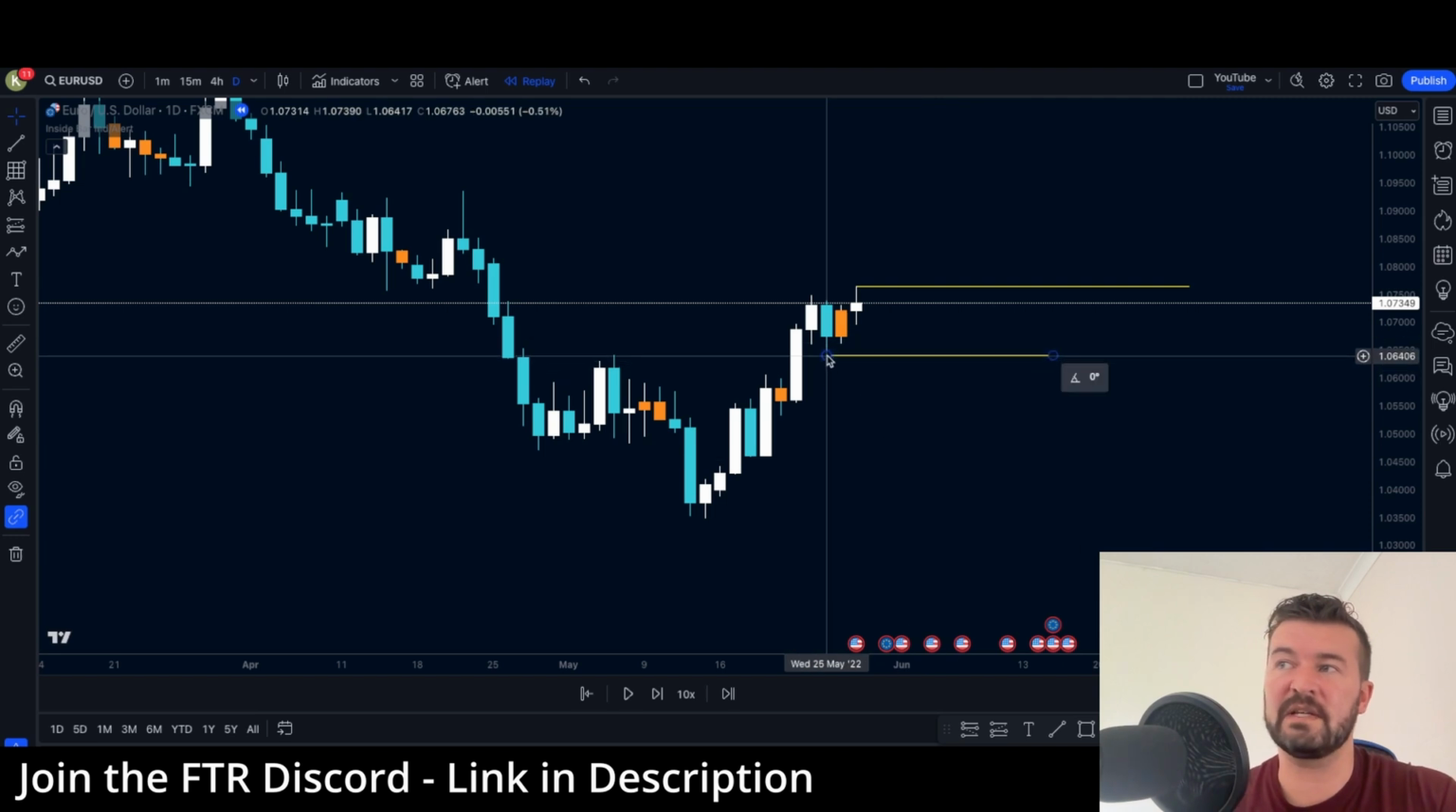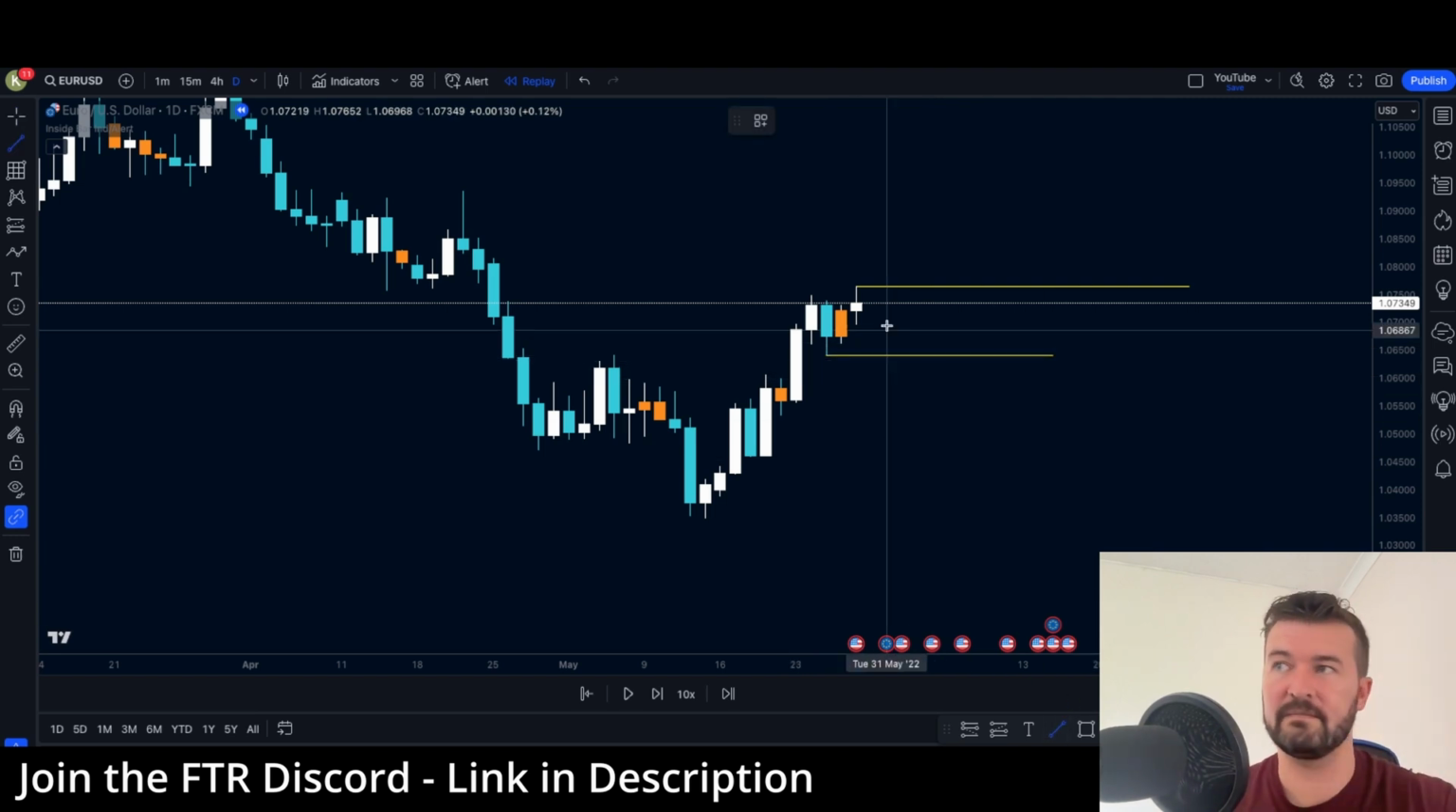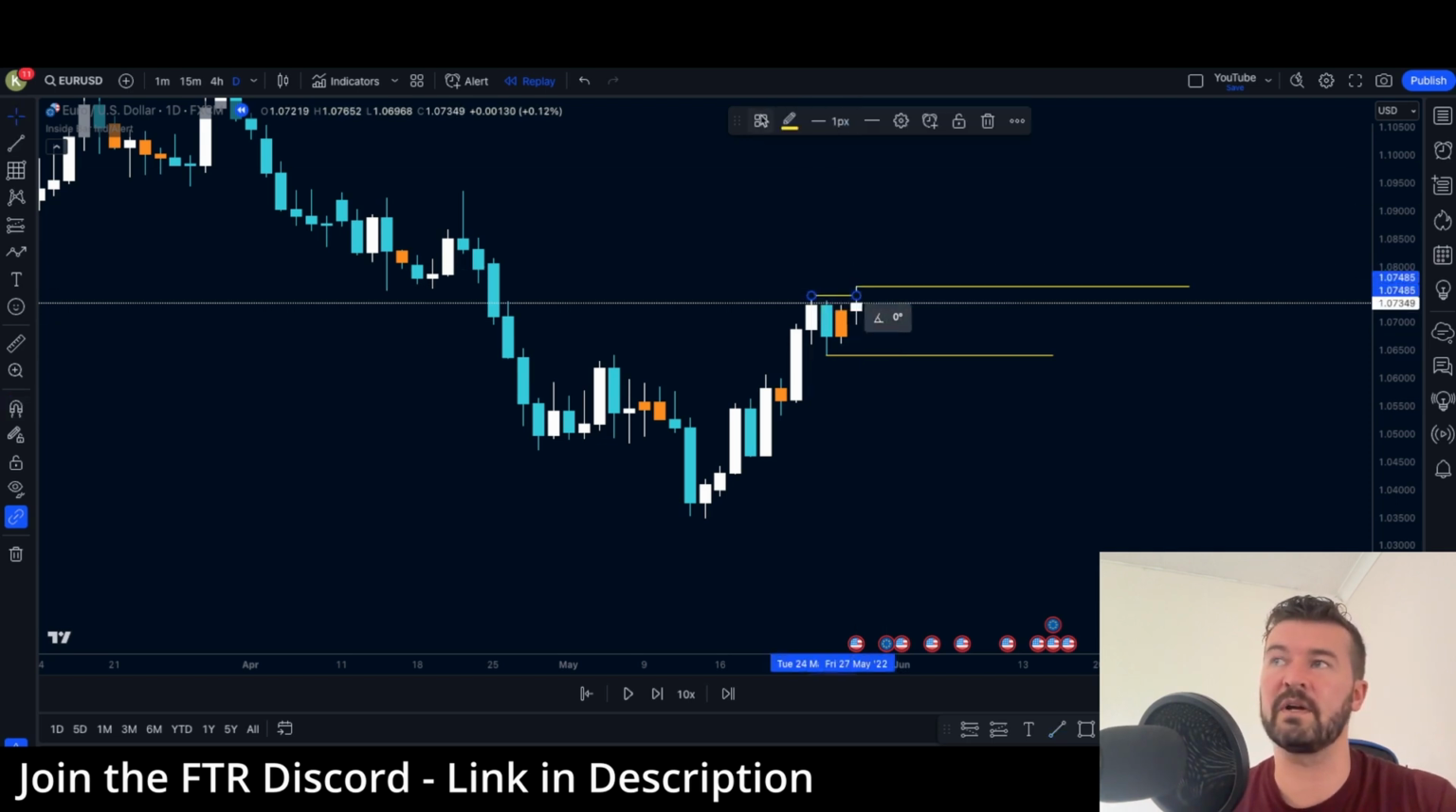So for me to be able to get this low, which would be the CHoCH line, I had to look left on the chart, I had to look over here. What had happened here? We got a break of structure. So there's daily BOS there. So daily BOS happens there.